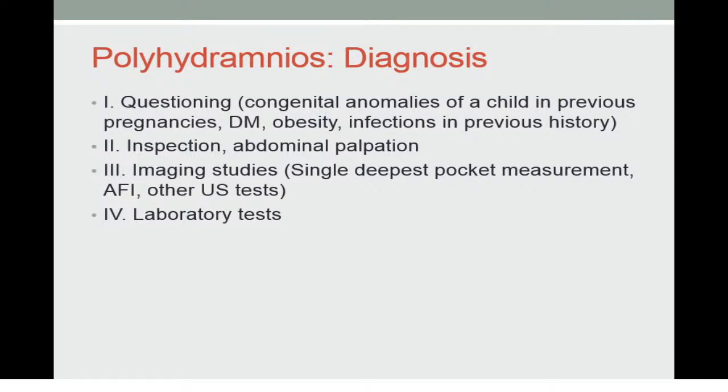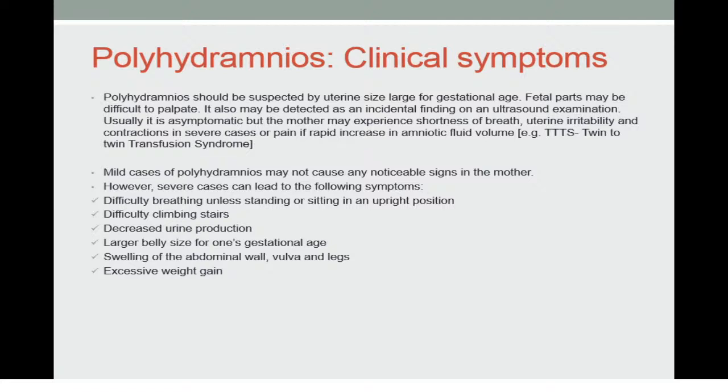Making palpation and percussion, you will pay attention to the wave-like movement of the abdominal wall, which means that it is polyhydramnios. It is a situation which can be compared with the presence of ascites. Imaging studies and laboratory tests are used for the final confirmation of these diagnoses. Here are presented the clinical symptoms.